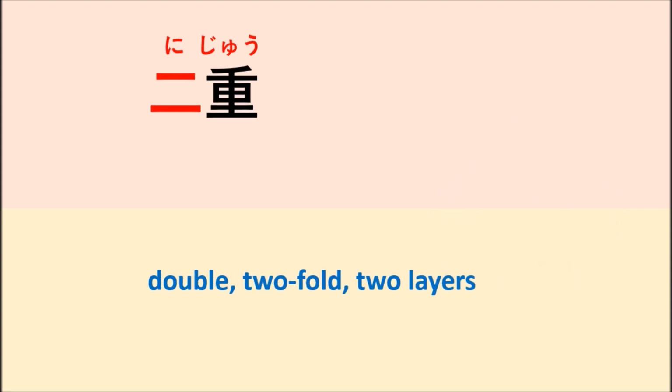Nijuu means double, or two-fold, or two layers. Juu means layers. So when you put two layers together, the first is ni, which means two, right? And the second means layer, which means two layers. So when you put together, it means two layers or double.